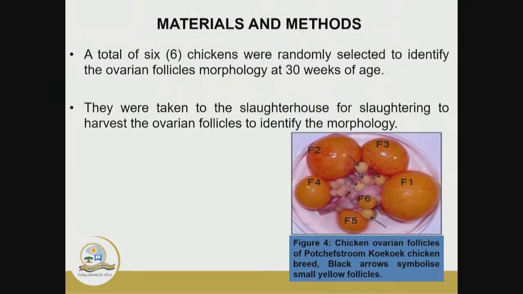To identify the morphology, 6 chickens were selected and taken to the slaughterhouse at the age of 30 weeks. They were slaughtered to harvest the ovarian follicles to determine the morphology. To determine the morphology, the sizes of the large yellow follicles were taken, and the average number of both small and large yellow follicles were taken. Figure 4 shows the chicken ovarian follicles of Potchefstroom Kokok from F6 to F1, with F1 as the largest follicle, and the black arrows indicate the small yellow follicles.